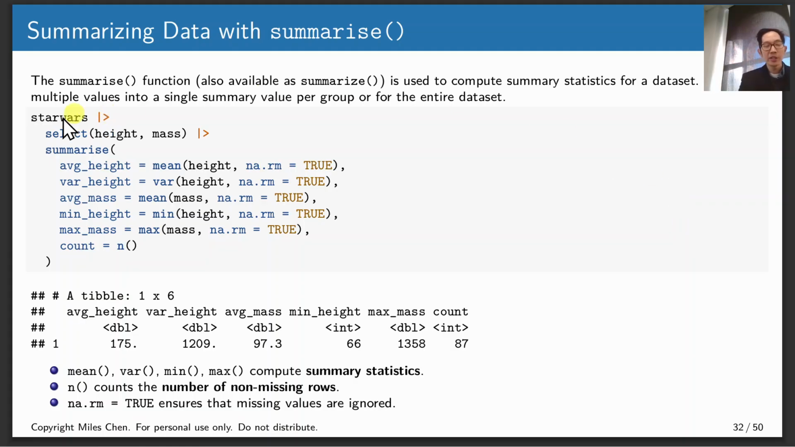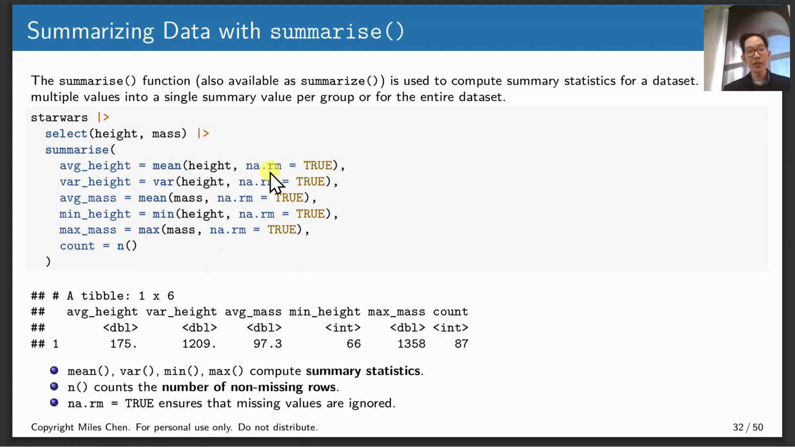So here, I'm going to say from Star Wars, select height and mass, okay? And just using those columns, I want you to create these summary values. Give me the average height. So I say mean of height. Give me the variance of the height. Give me the average mass. Give me the minimum height. Give me the maximum mass. And then the count is just how many values are getting summarized here.